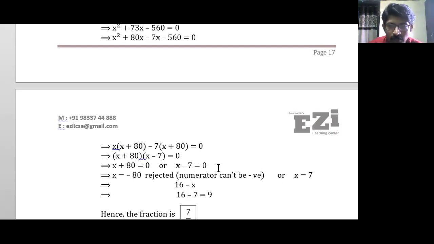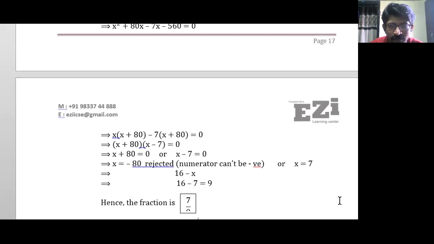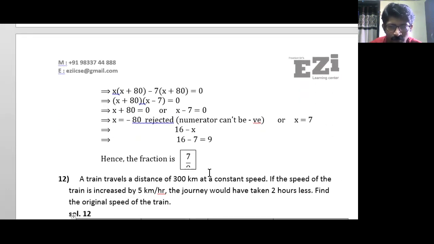You understood, guys? So x is equal to 7. So the other part, the denominator, would be 16 minus x, which is 16 minus 7, which is 9. So the fraction is going to be 7 upon 9. I hope you understood, guys. Hence the fraction is 7 upon 9. Did you get how the fraction has become 7 upon 9? Because the numerator is 7 and the denominator is 9. I hope you understood everything perfectly.